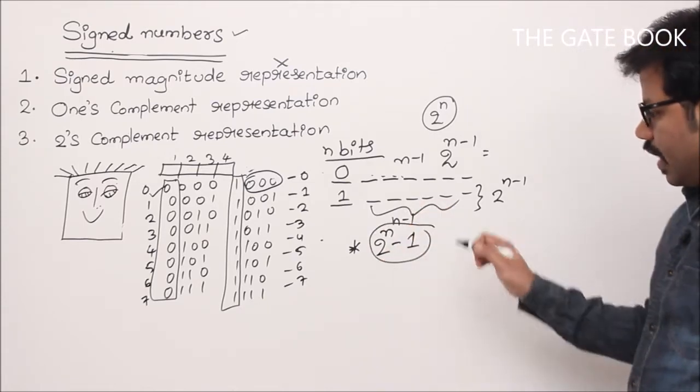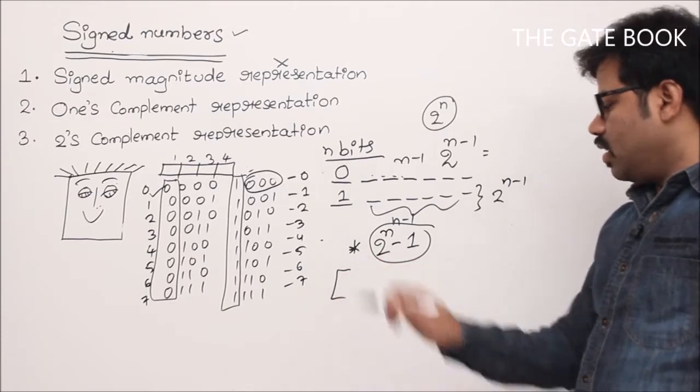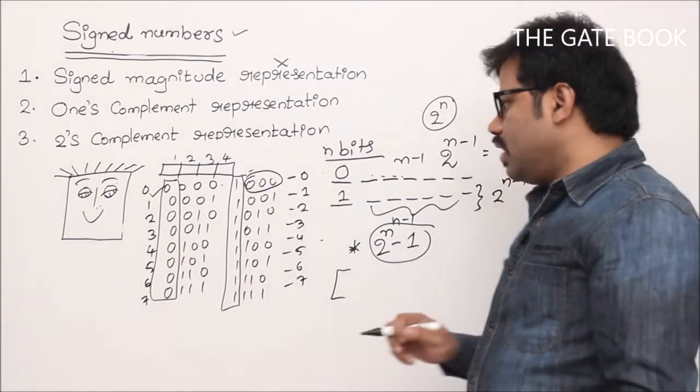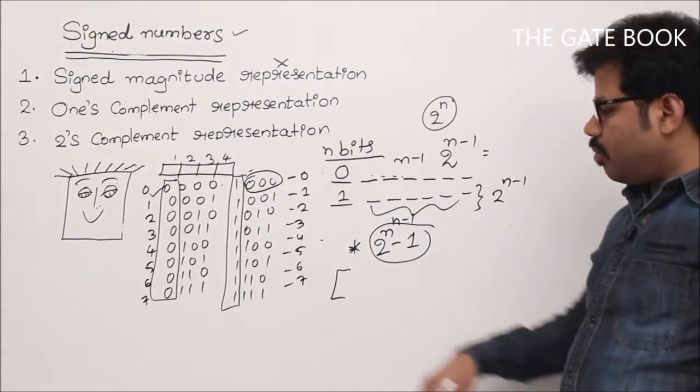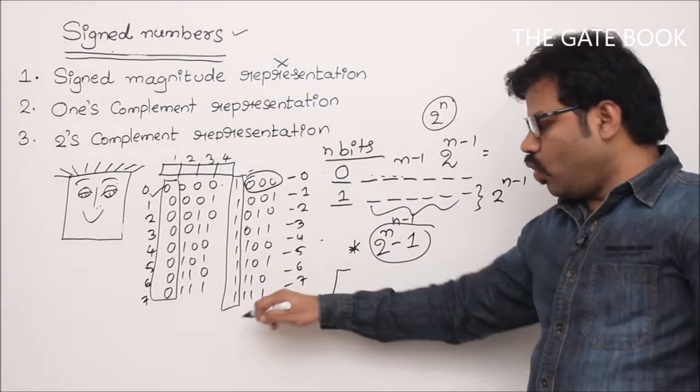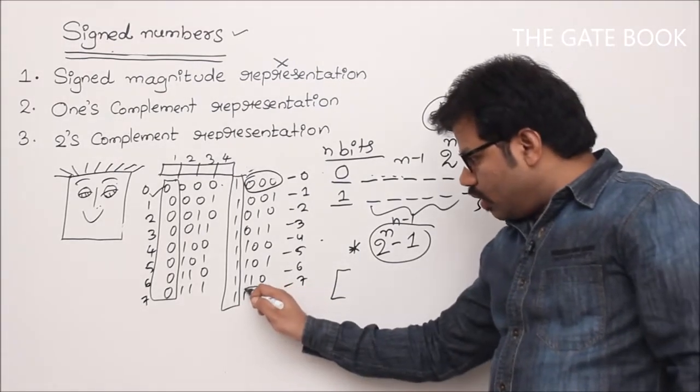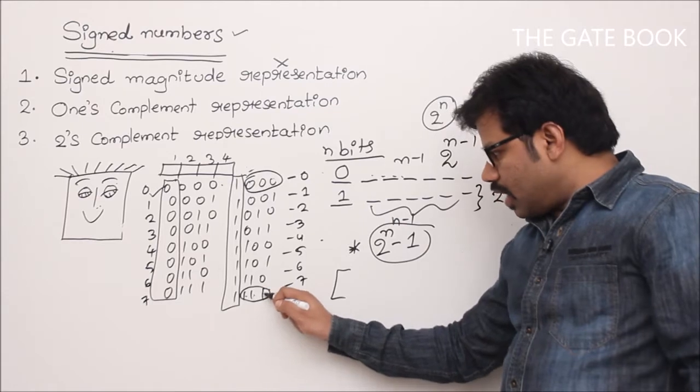Second one, we will see the range. The range is like this. You are going to represent 0, isn't it? Yes. In the negative, what is the least number? Minus 7 for 4 bits. So to know the value, these last 3 bits are important, right?